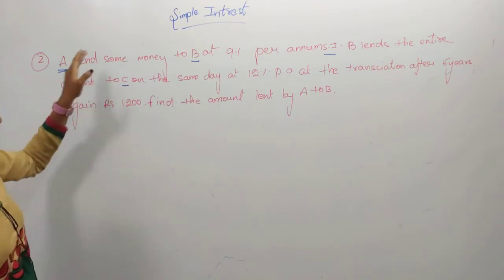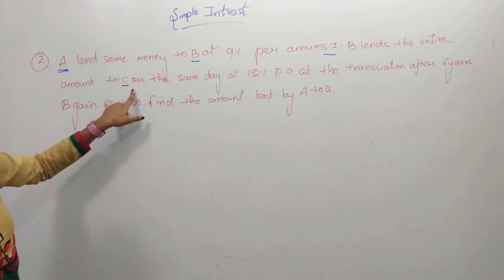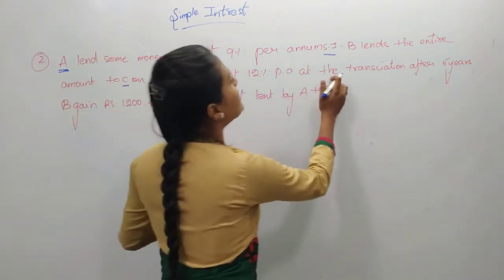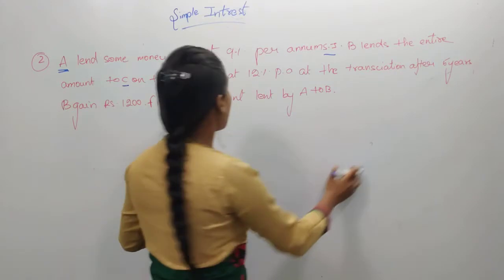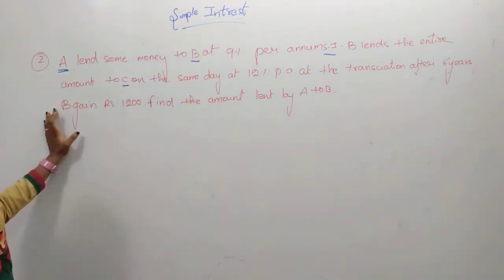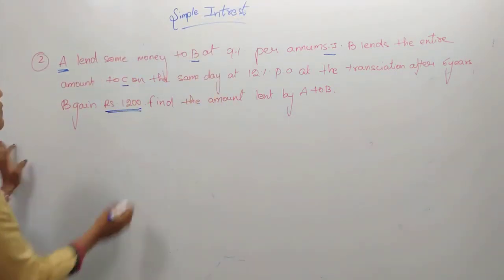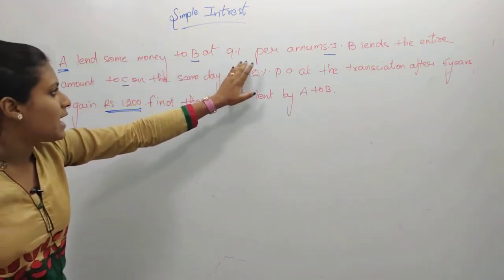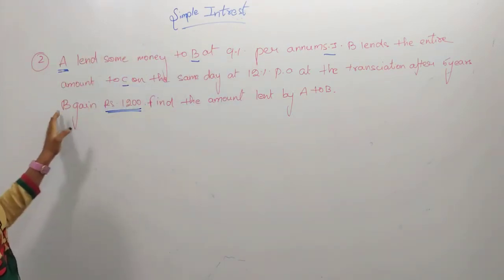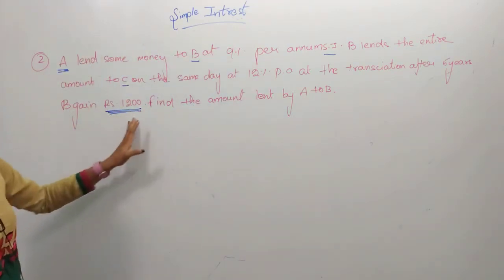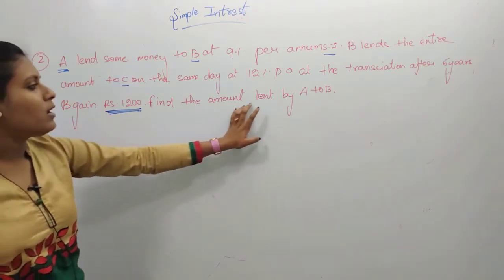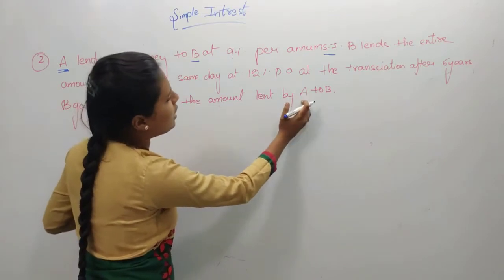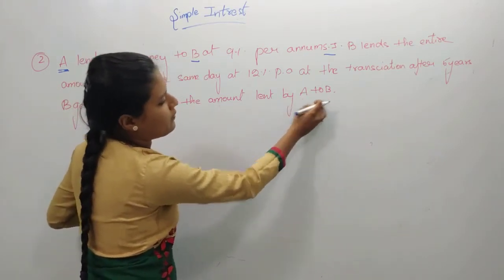When A lent, on the same day B also borrowed some money from C at how much per annum? 12% per annum. In the transaction after 5 years, how much did B gain? Rupees 1200. Then what do you have to find out? Find the amount lent by A to B, meaning how much money B got from A. We have to find this out.